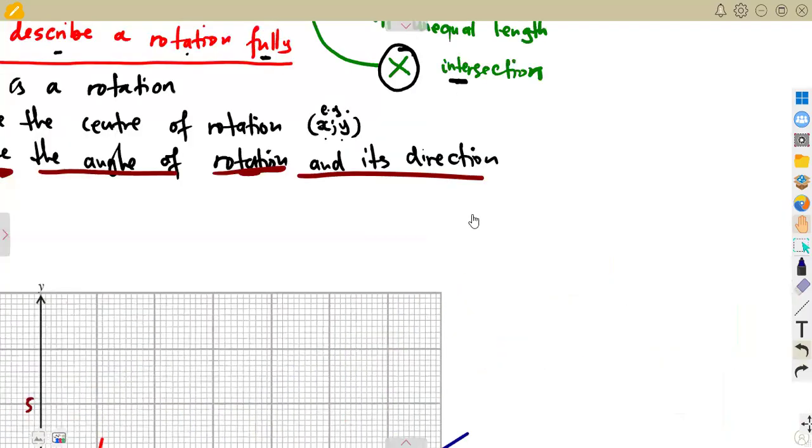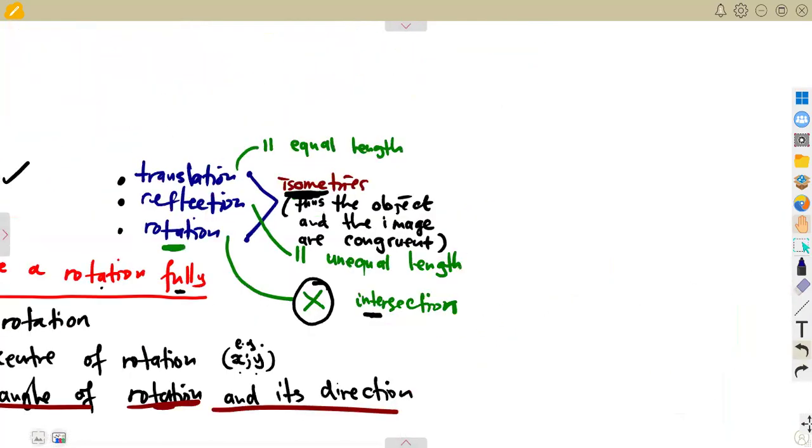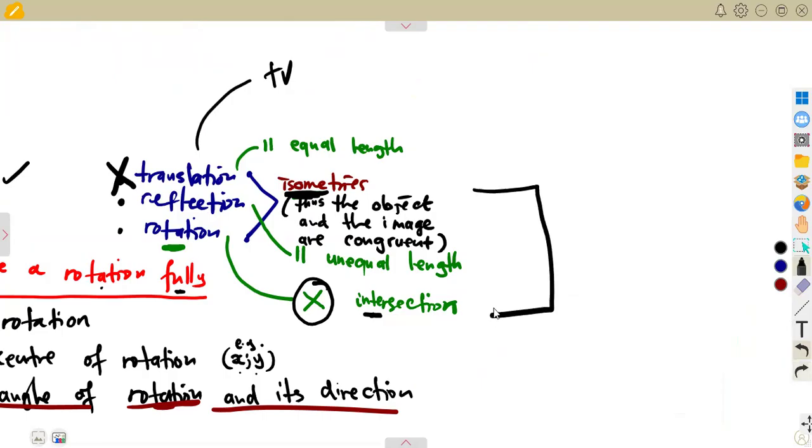A translation, we do not have matrices under a translation. It is the only one under transformation without a matrix. There is a translation vector. Remember, a translation vector is in the form of a matrix. So that's our matrix. So we are going to have the effect of these matrices on reflection and rotation. So I'm going to explain about that.